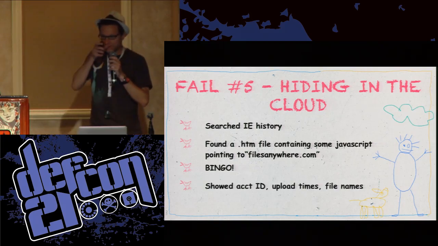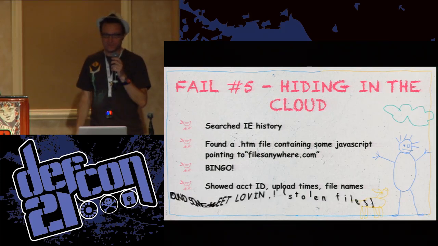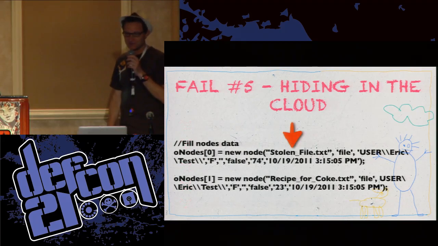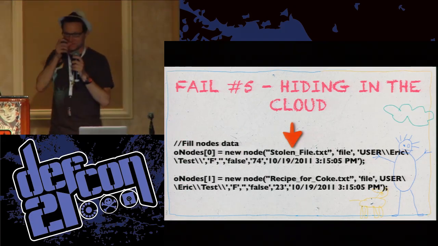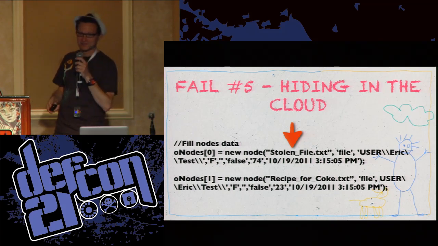All right, so what we got was the account ID, the upload times, the file names, everything. We got some sweet lovin'. We got ourselves some stolen files. Let's look at this little actual bit of JavaScript here. I have changed the names of the file in this case, but we got stolen files, recipe for Coke, for example, just minor trade secrets.